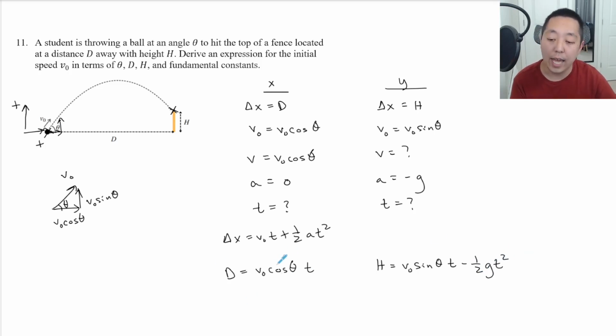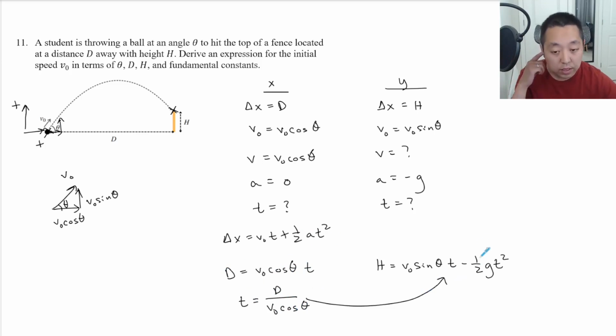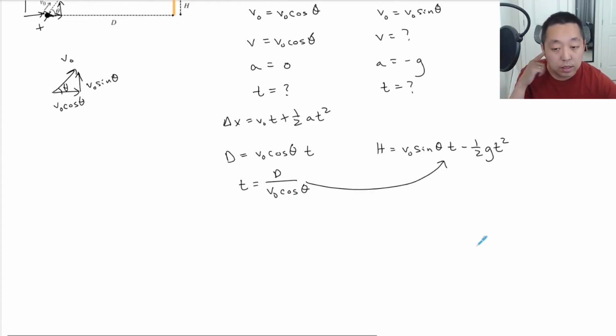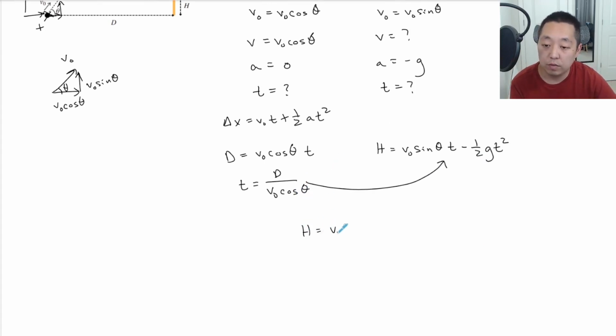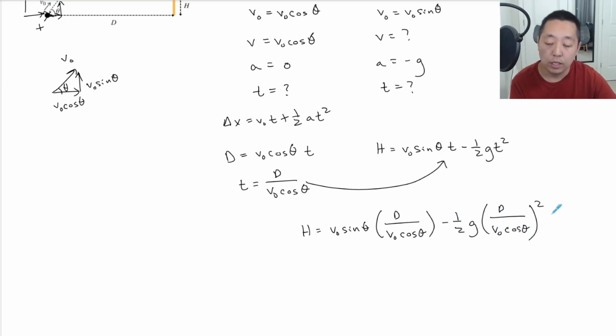Now I would like to connect the two variables in some way. This one is pretty easy. t is equal to d divided by v0 cosine theta, and then plug that in for t. Now this makes it kind of messy, but yeah, I think that's what we're going to do. We get h equals v0 sine theta times d over v0 cosine theta, minus 1/2 g times d over v0 cosine theta, squared.